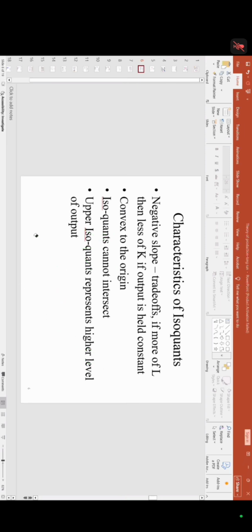Okay, so now what is actually meant by isoquant?